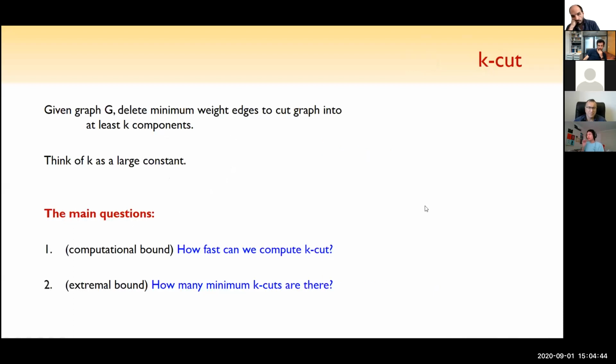And throughout this talk, we'll be considering two main questions. One is a more computational, more algorithmic question. How fast can we compute the min K-cut? What's the fastest algorithm to compute one? And the other one is a more fundamental extremal combinatorics problem. Given the graph, how many min K-cuts can there be?